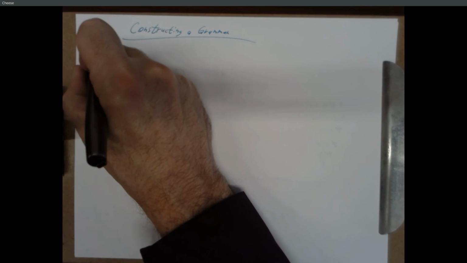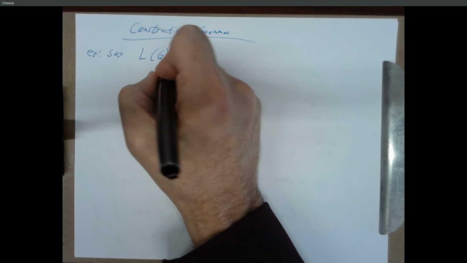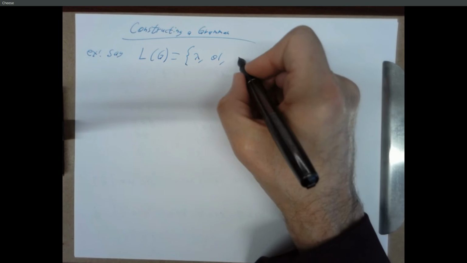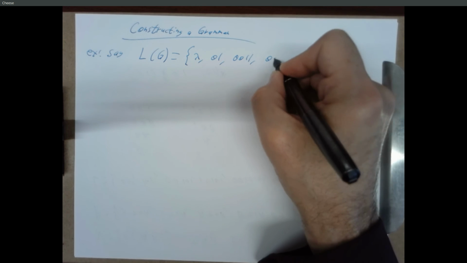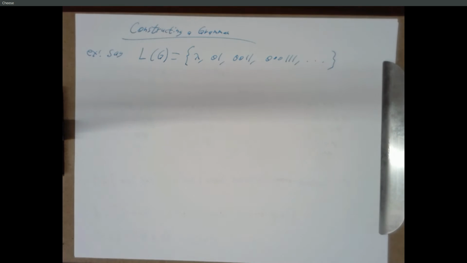And here I'm going to tell you what the grammar consists of and ask you to create a phrase structure grammar that corresponds to that. So for example, let's say the language over some grammar consists of the following strings: the empty string, 01, 0011, 000111, and so on.